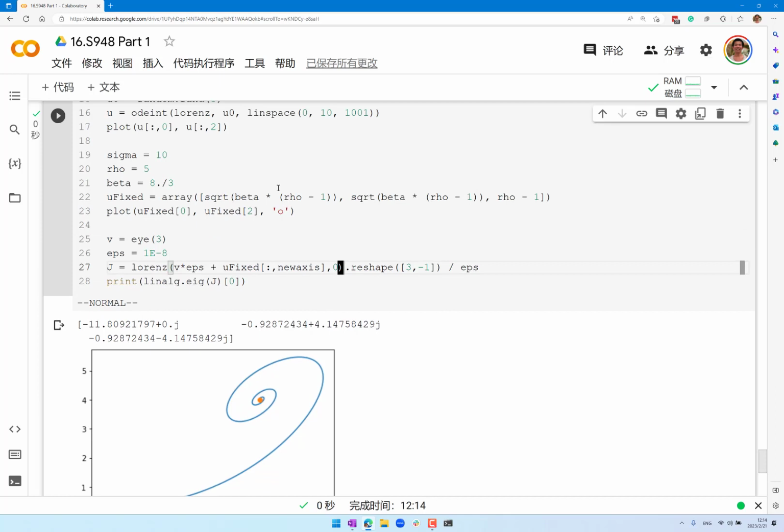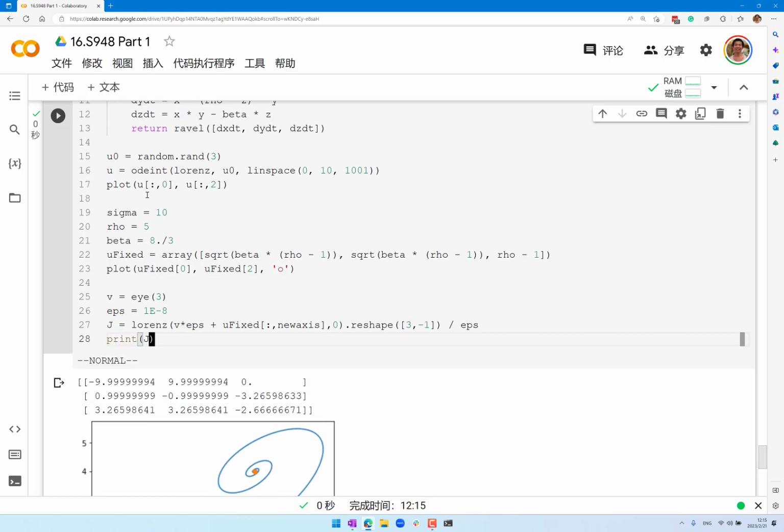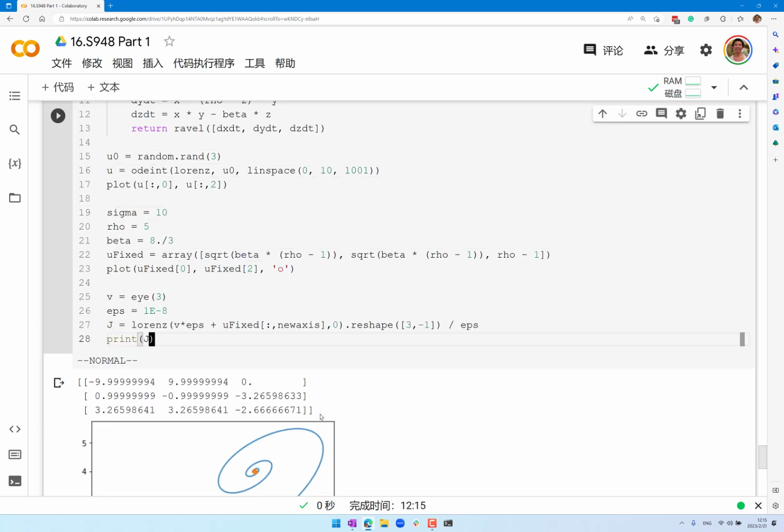All right. So let's actually start to compute the Jacobian, right? So this is a way of how we compute the Jacobian around that fixed point. And let's actually just print out the J itself instead of the eigenvalues. Yeah, we don't need that anymore. Anyway, this is the computed Jacobian, right? The derivative of the right hand side with respect to u.